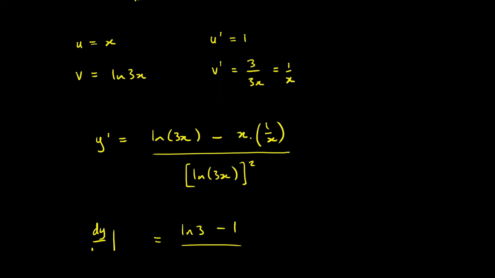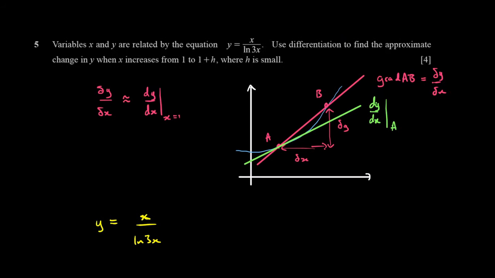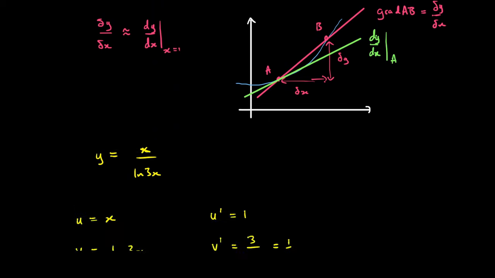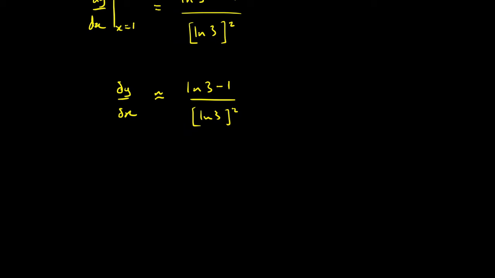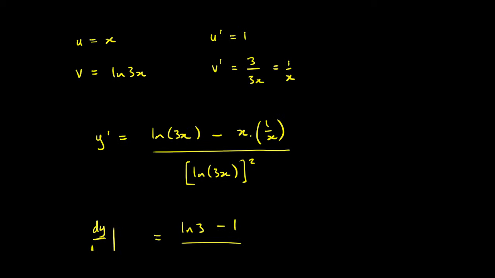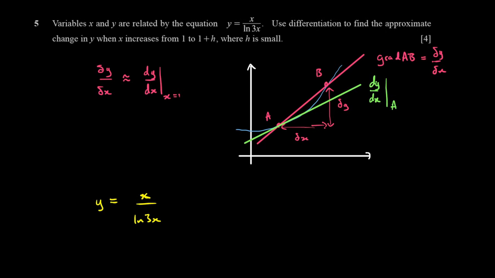And then in this case, what's our delta x? Our delta x is our small increase in x, and that small increase in x is just h, right? So we can replace delta x with h, which means that delta y, our small increase in y, is going to be equal to (ln 3 minus 1) over (ln 3) all squared, times h, right? So that would be our exact answer.